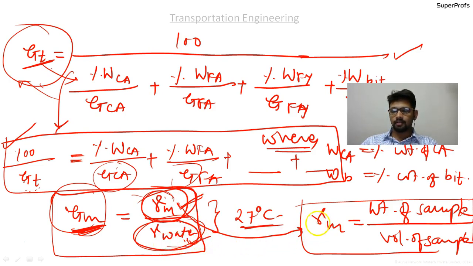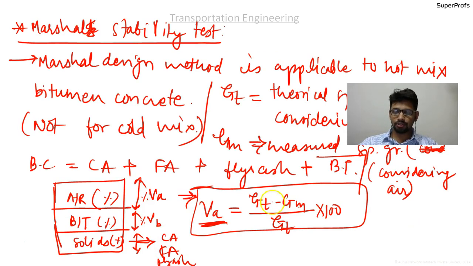And measured unit weight is simply the weight of sample upon the volume of sample, okay. Since we know gt as well as gm now, we can substitute it in this formula, and we can find out the volume of air voids, okay. Percentage volume of air voids will be known to us now, okay.